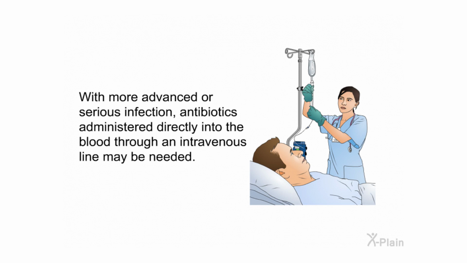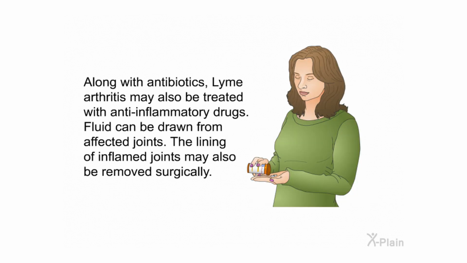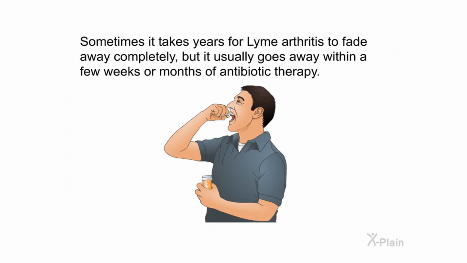With more advanced or serious infection, antibiotics administered directly into the blood through an intravenous line may be needed. Along with antibiotics, Lyme arthritis may also be treated with anti-inflammatory drugs. Fluid can be drawn from affected joints. The lining of inflamed joints may also be removed surgically. Sometimes it takes years for Lyme arthritis to fade away completely, but it usually goes away within a few weeks or months of antibiotic therapy.